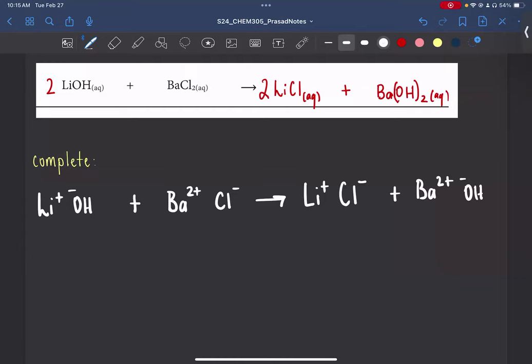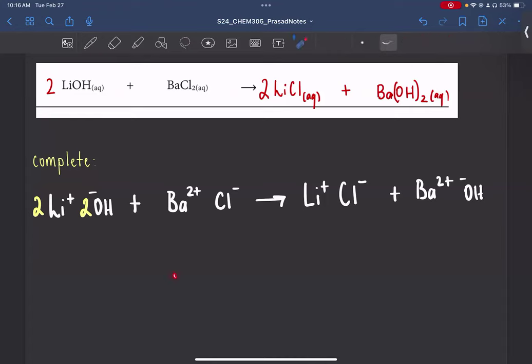It should bother some of you that you're saying, wait a second, something seems off here. I don't think this is correct. You have not incorporated the balanced numbers. All we have done so far is split them up. Now we must incorporate the balanced numbers. On the left-hand side, there are two of the entire molecule. Therefore, technically speaking, there are two Li+ and two OH-. You have to put the two for each ion.